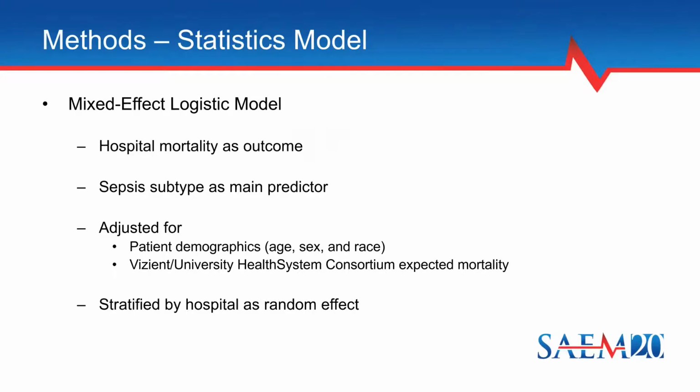In terms of statistical model, we used a mixed effect logistic model. In the model, hospital mortality is the outcome. The sepsis subtype is the main predictor. The model is adjusted for patient demographics, which are age, sex, and race. It is also adjusted for Bayesian expected mortality for each hospital. Finally, the model is stratified by each hospital as a random effect.